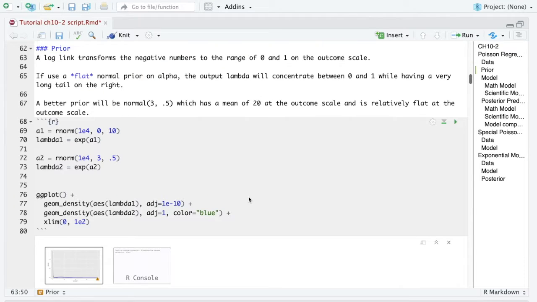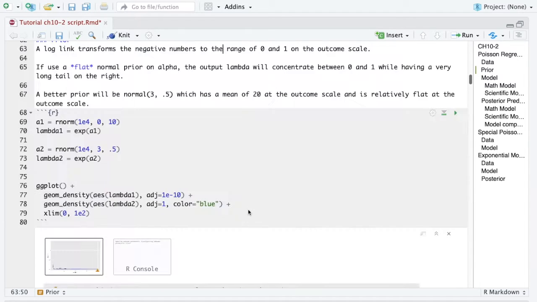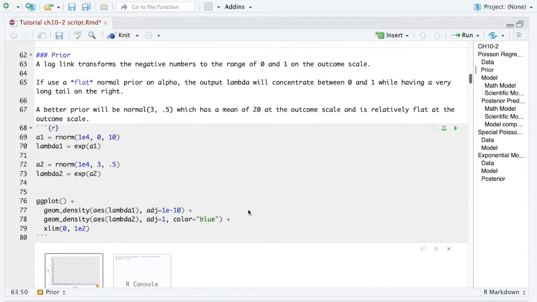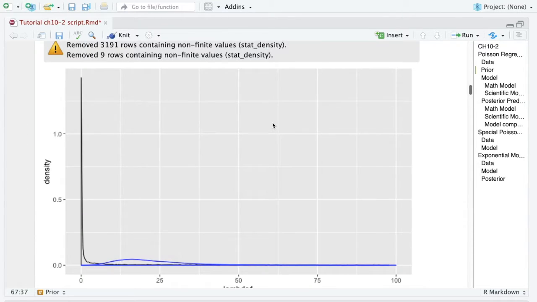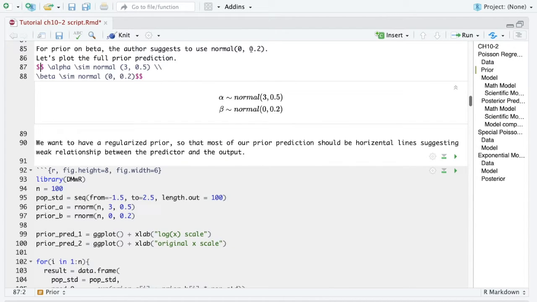We also need to visualize our prior to make sure it's reasonable. A log link will make all the negative numbers fall in the range of 0 to 1 on the outcome scale. So if we use a flat normal prior like normal(0, 10) on alpha, the output lambda will concentrate between 0 and 1 while having a very long tail on the right, just like the black line here. On the other hand, a prior like normal(3, 0.5), which has a mean of 20 on the outcome scale, will be relatively uniform across all the values of lambda. And the author suggests we use normal(0, 0.2) as the prior distribution for the beta.